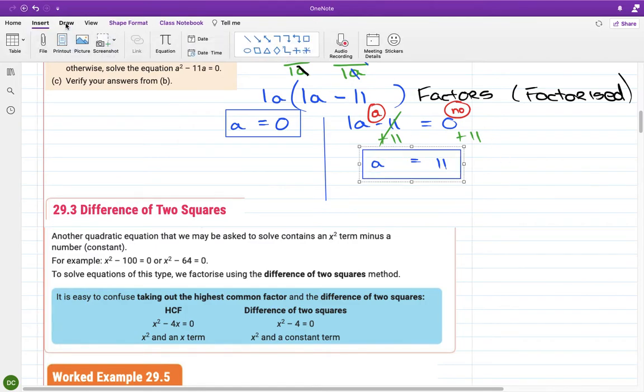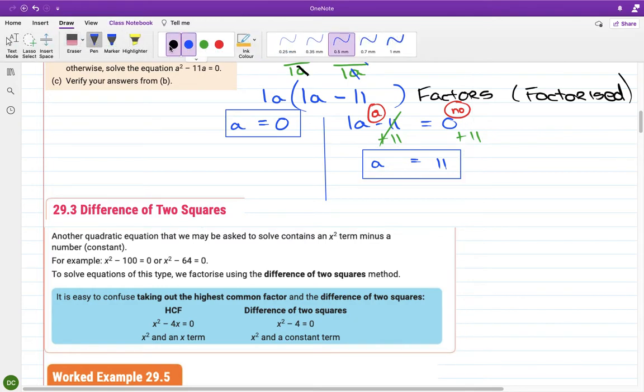So now you have found your roots, and you have solved.